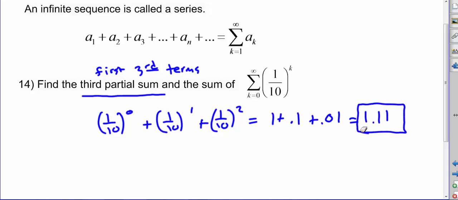But if you wanted to keep going, you could actually find an infinite sum, and I bet some of you would recognize that this is 1 1/9.